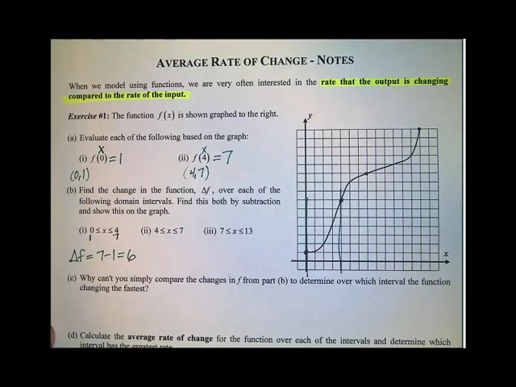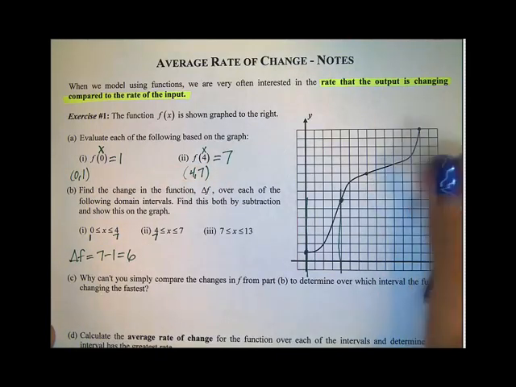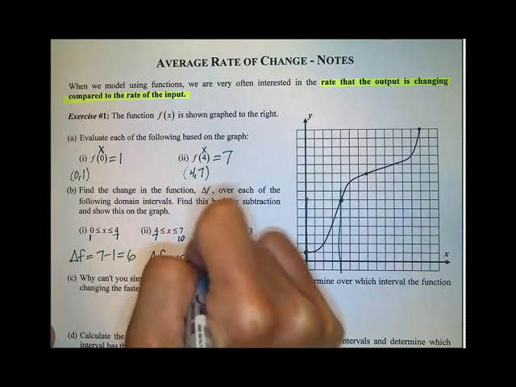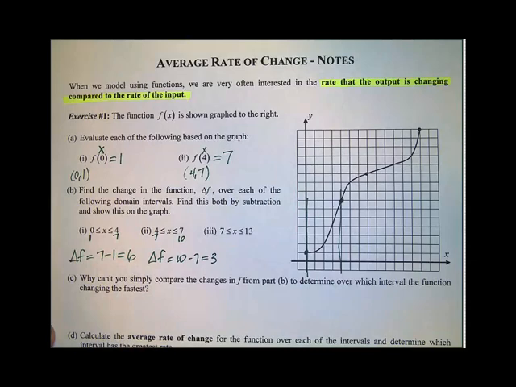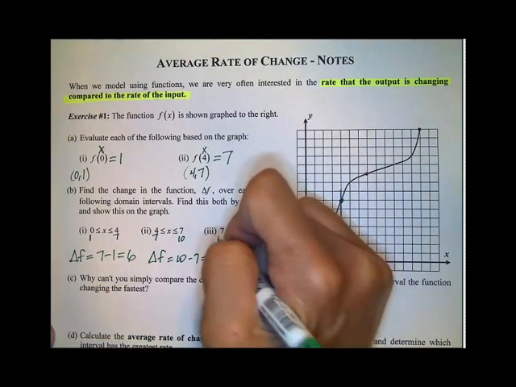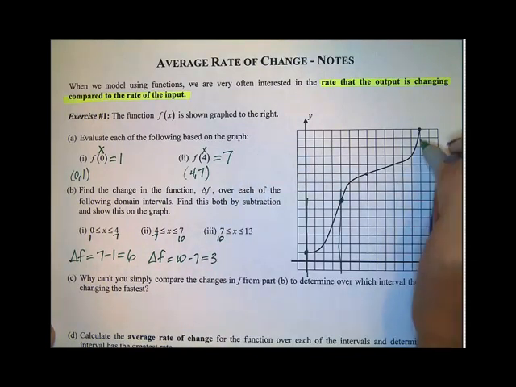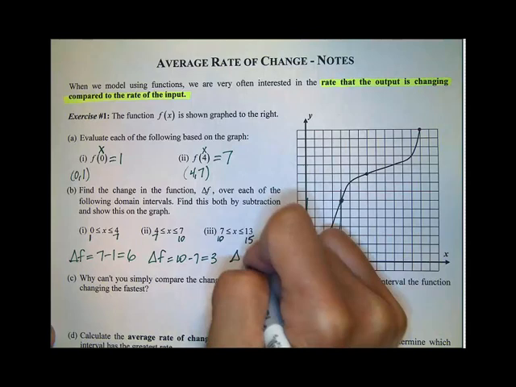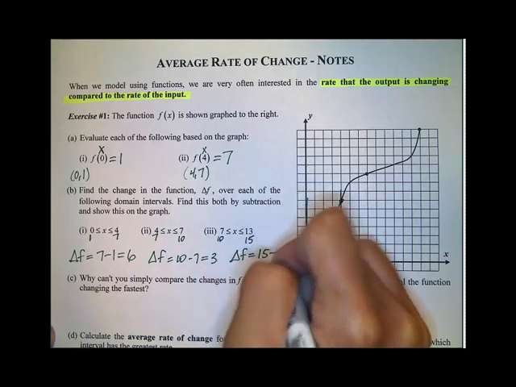So we know 4 is 7. So find 7, which is 10, so the change in the function is 10 minus 7, which is 3. And then here, 7 we already know is 10, 13 is 15, so the change in f equals 15 minus 10, which is 5.